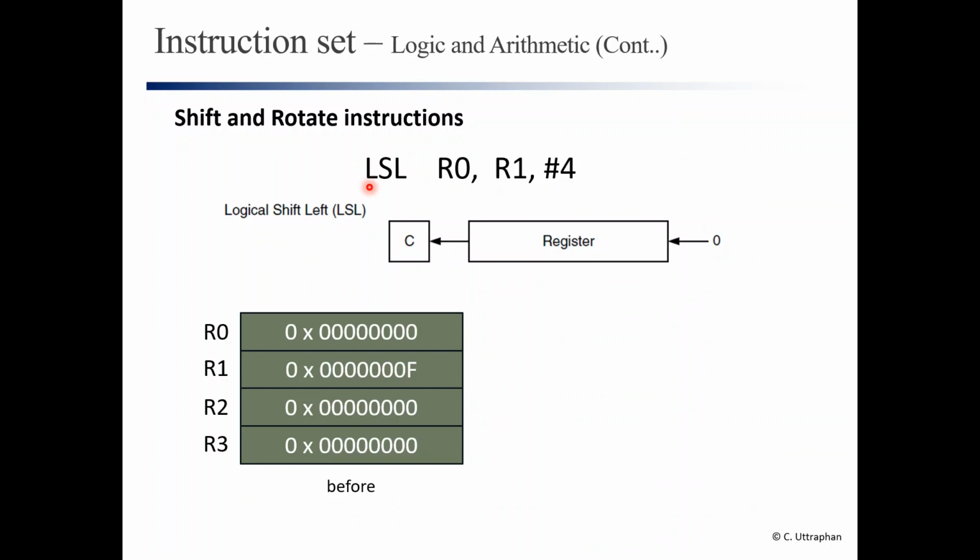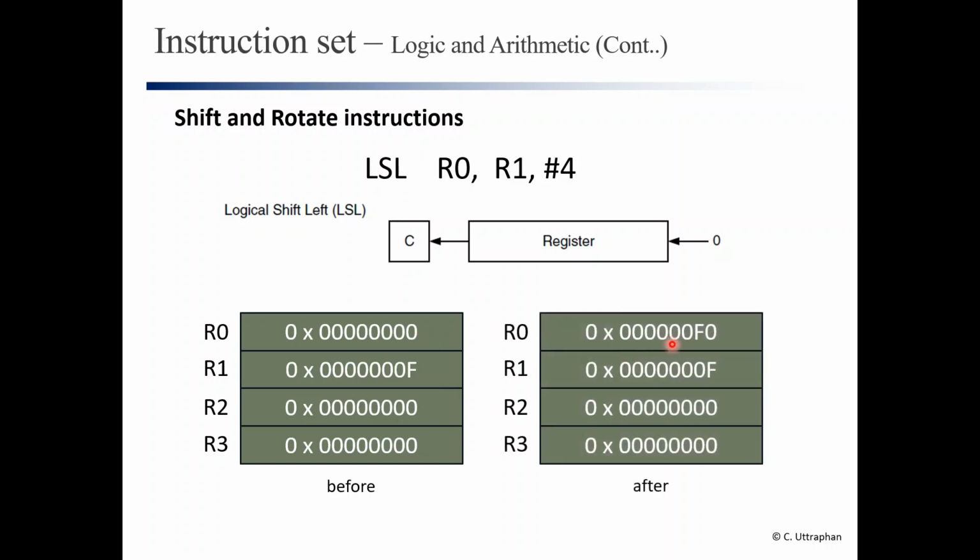Now, let's look at this example, where we have logical shift left, R0, R1, immediate value 4. This means the content of R1 will be shifted to the left 4 times. Then the result will be kept in R0. Let's say the initial contents of R0 and R1 are hex 0 and F, respectively. Then, after we execute the instruction, we will have hex F0 in R0.